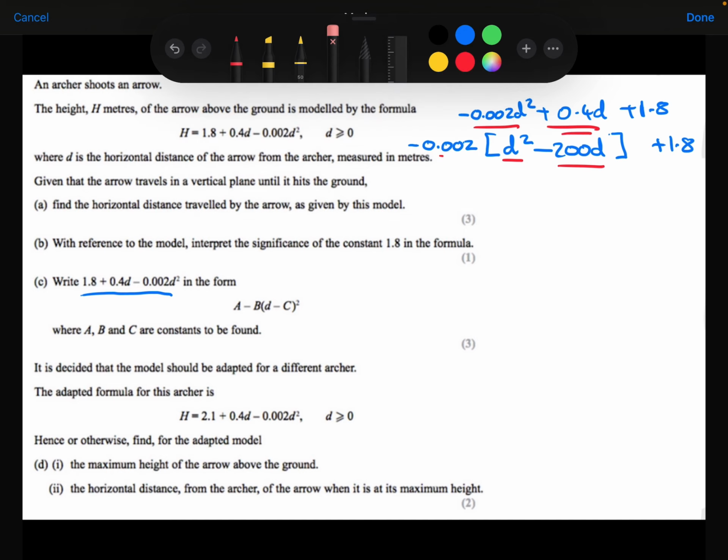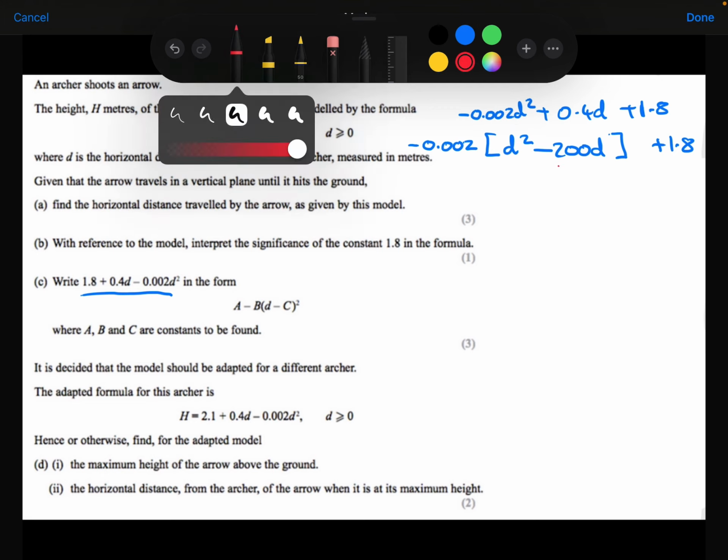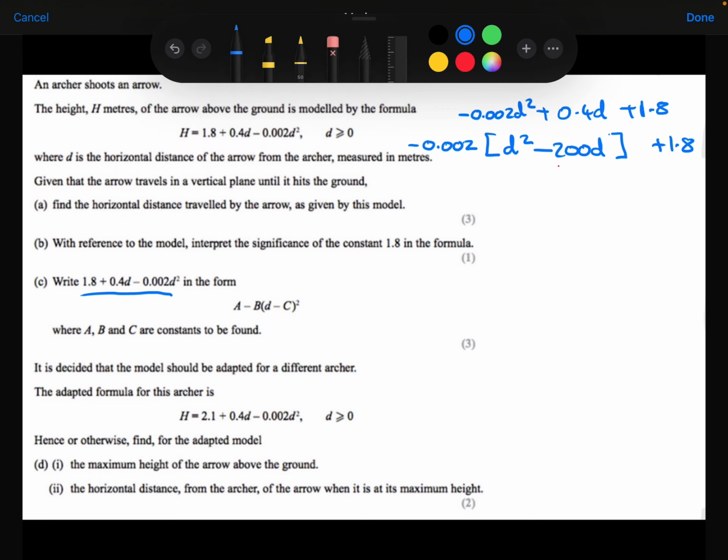Right, now we've factorised, we can get on with completing the square. Notice I didn't do anything with the 1.8. We'll just leave that on the end, that's easier, and we'll deal with that in a minute. Right, let's do completing the square. So we're going to half the 200, which is 100, and we're going to take away 100 squared, which is 10,000.